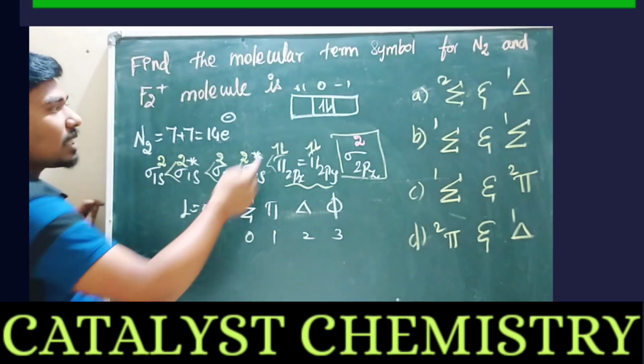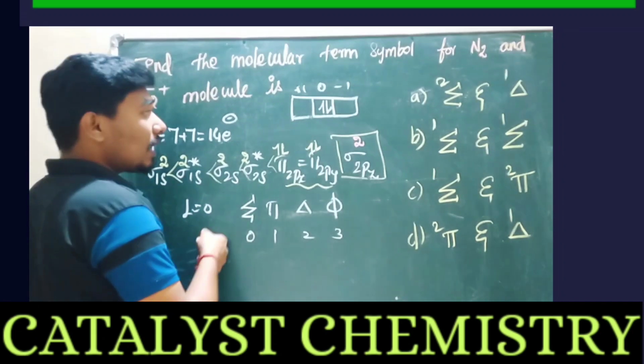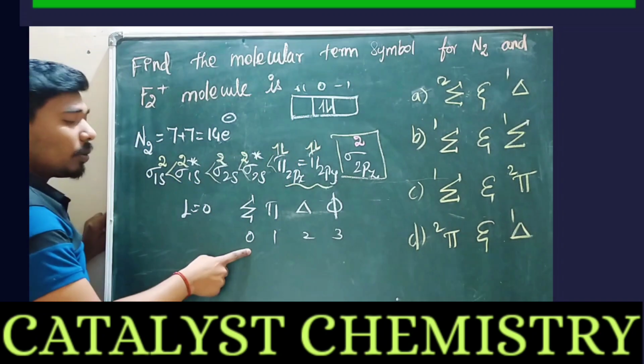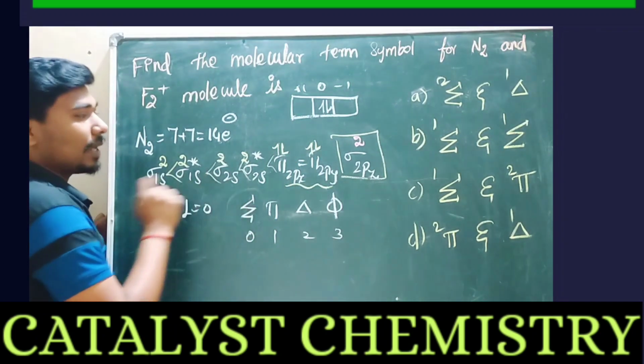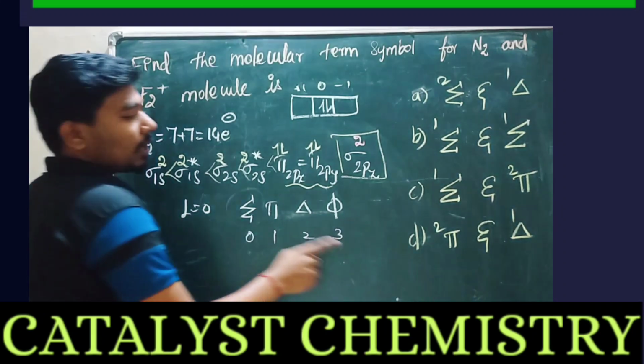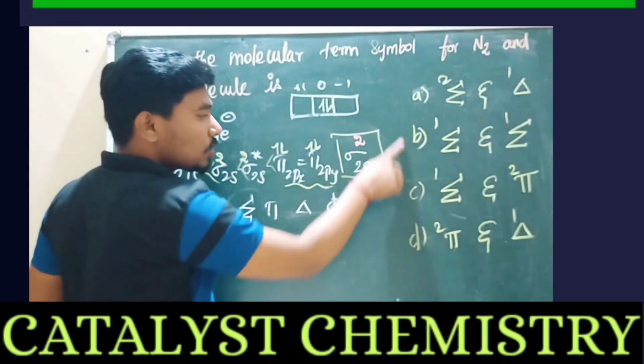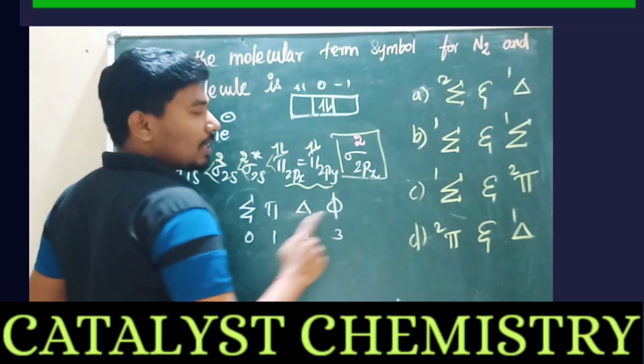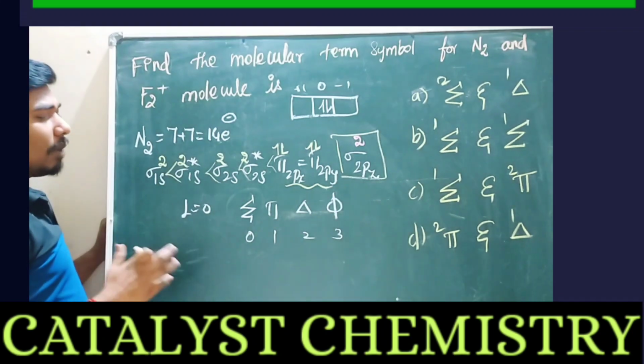Okay, so in this case நமக்கு L ஓட value வந்து பாத்தீங்க அப்படினா 0. So அப்போ term symbol வந்து பாத்தீங்க அப்படினா it is sigma. Okay, so இங்க options ல வந்து பாத்தீங்க அப்படினா except option D, remaining options எல்லாமே N க்கு sigma தான் இருக்கு. Next spin multiplicity பாருங்க.